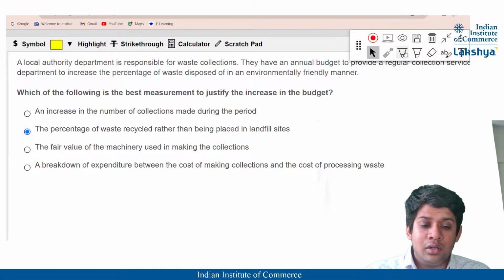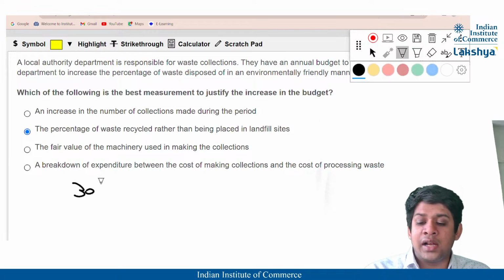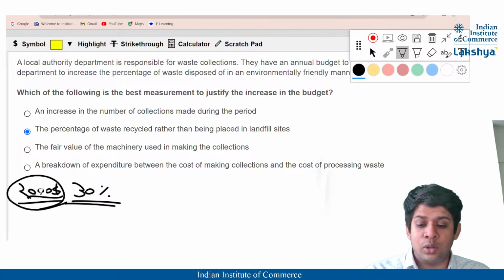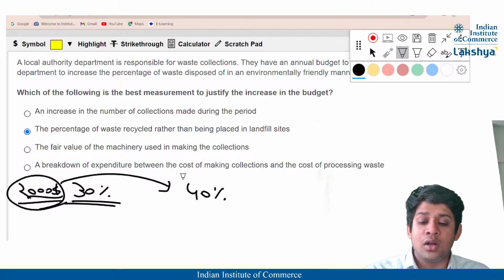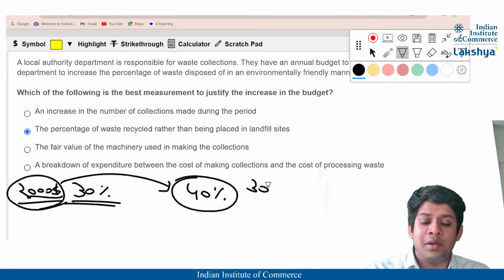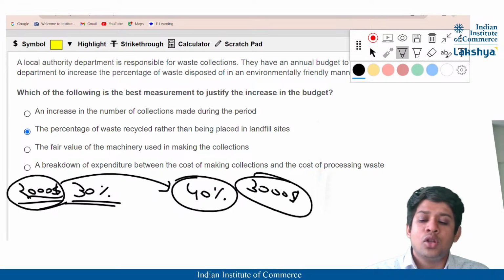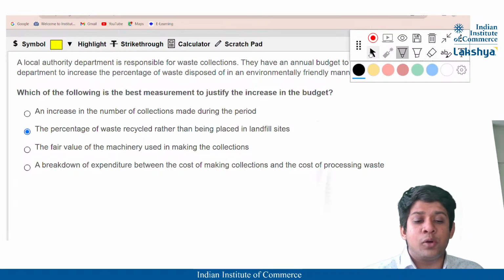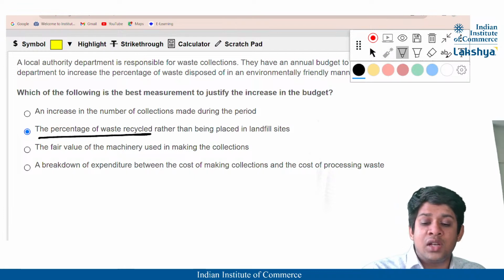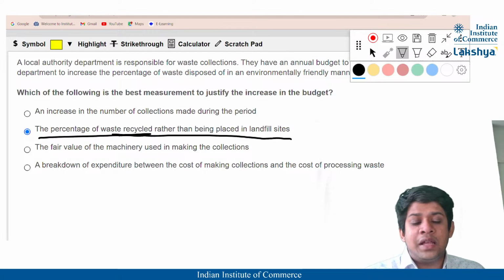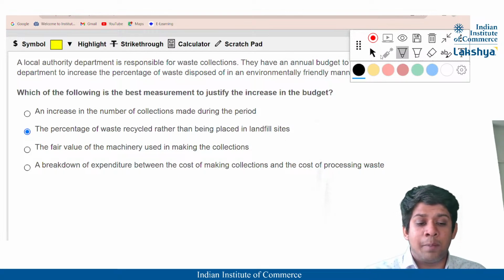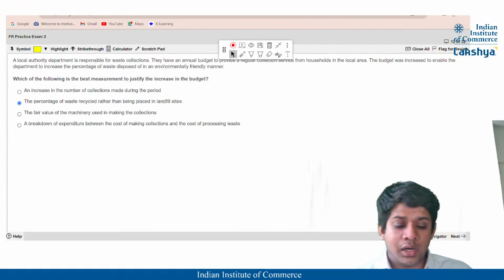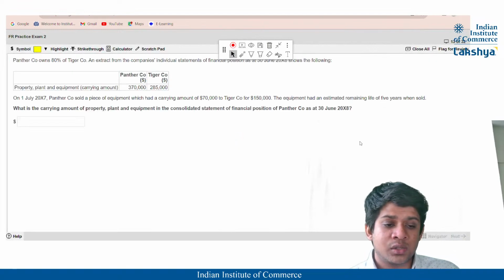So maybe say in the previous year, my waste that was recycled was 30%, right? Maybe say $2,000 worth of waste was recycled. For that, I incurred $2,000 of cost to recycle it. Now, maybe today, if I want to actually recycle 40%, then I will have to incur more cost, like maybe $3,000, right? So that is the reason why I think this will give me an appropriate measurement, the percentage of waste recycled rather than being placed in the landfill sites. This is going to be an appropriate answer, right? Moving on to the next question.